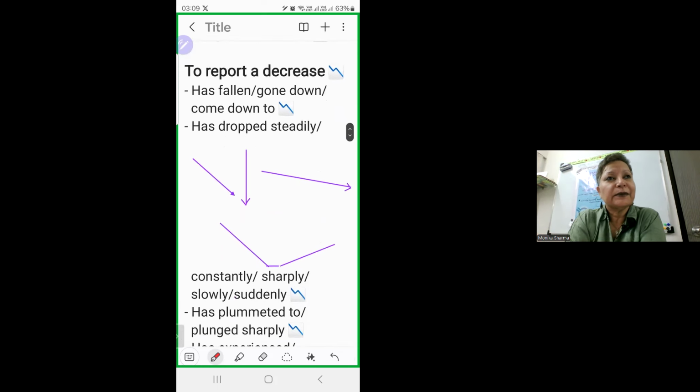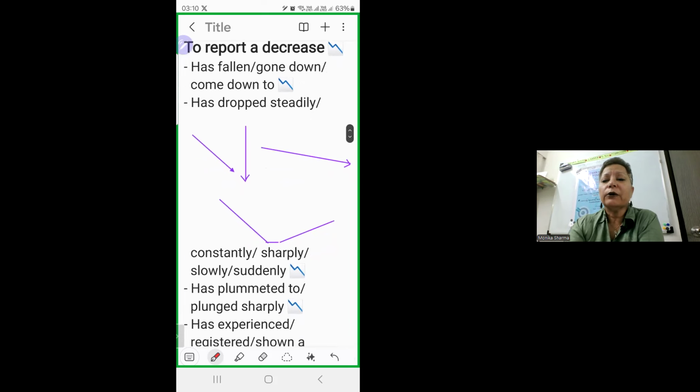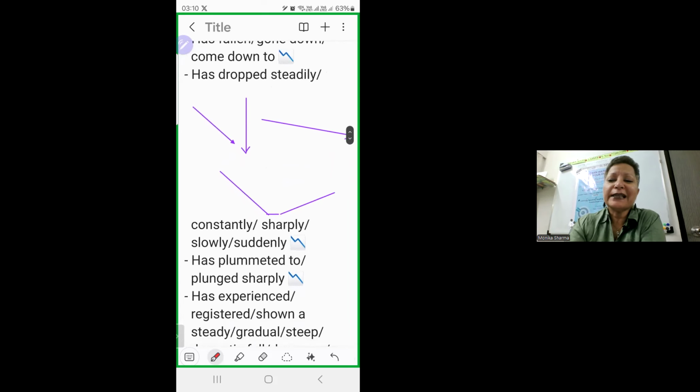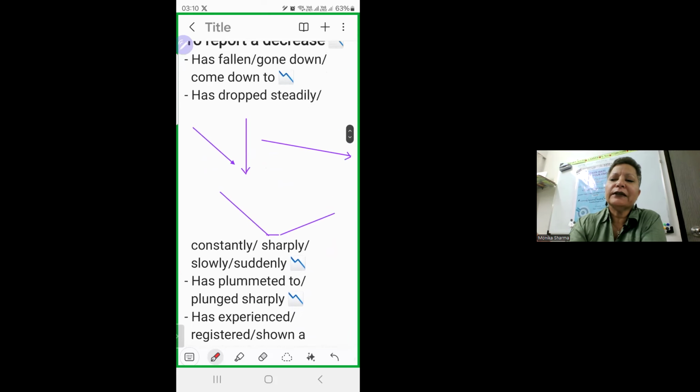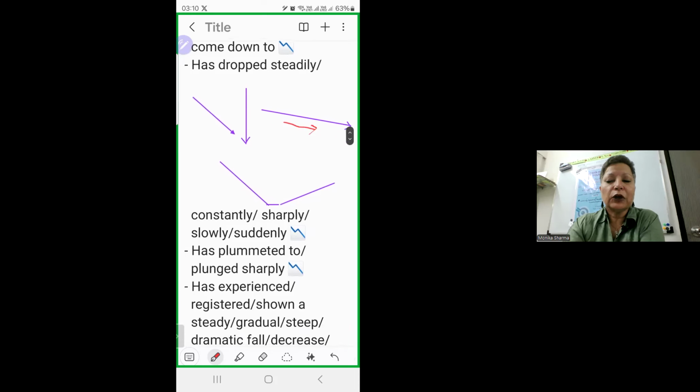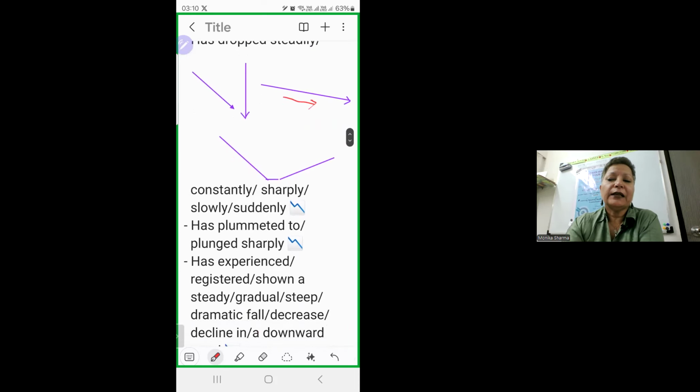Now, a decrease, similar to an increase, could be a sharp decrease, a steady decrease, or an absolute steep decrease. It can plummet down to a certain point, then steady there and then go up again. So you have to look at the graph and accordingly use the terms which have been specified here. Has fallen, gone down, come down to, has dropped steadily. Steadily here, the arrow which is being shown here is showing a steady decrease. It has gone down constantly, it's gone down sharply, has plummeted.